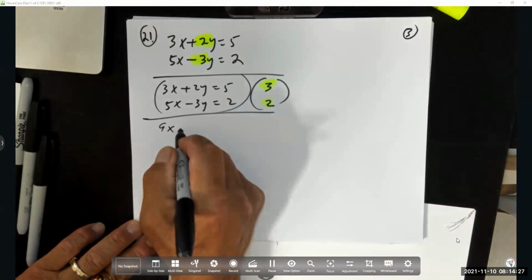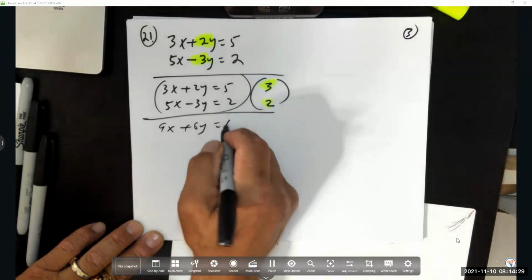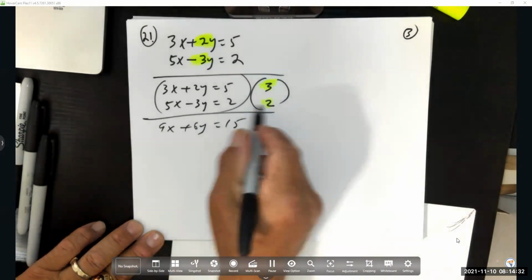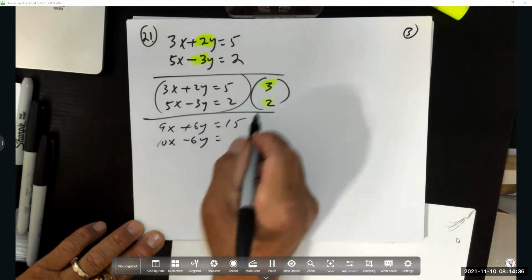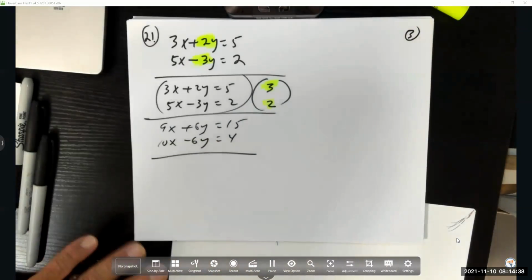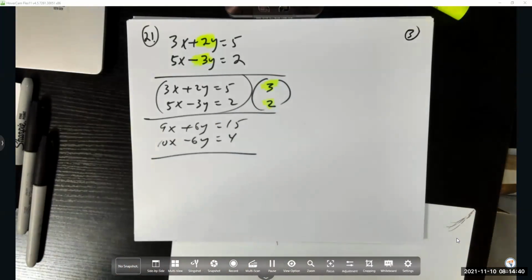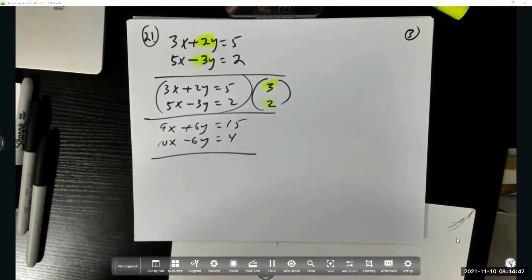9x. What's 3 times 2? 6y, right? Yes. On the bottom one, 2 times 5, 10x. 2 times that, minus 6y. 2 times 2, 4. So I just multiply everything by 2, everything by 3. Now you add them straight down. Do they go away?